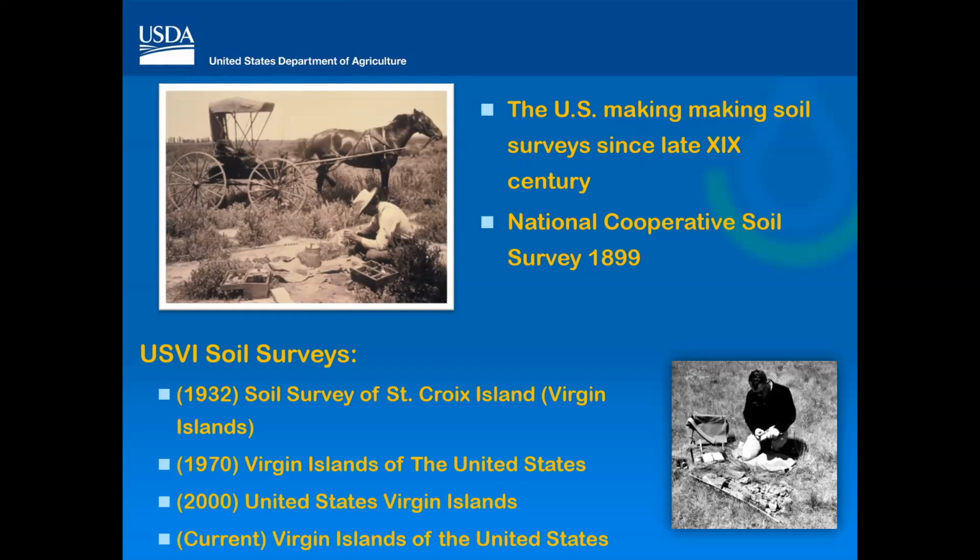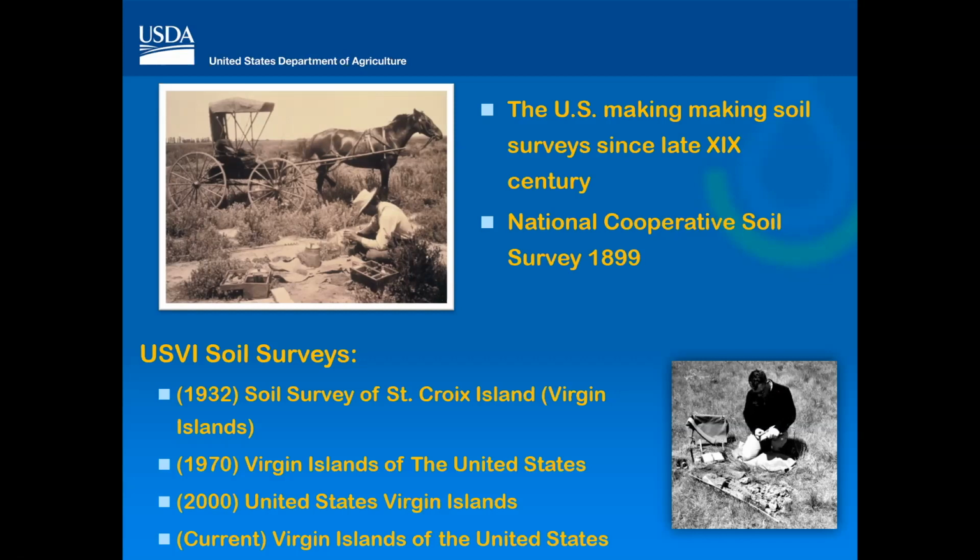To give you an idea, this survey published in 1932, and this is an actual copy, a hard copy, professionally printed, had been started around the late 1910s, after 1915 or 1918. Later, that survey got different revisions, including St. Thomas and St. John Island, published in 1970. Then later, this soil survey got updated in 2000.